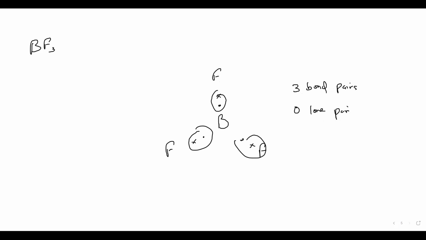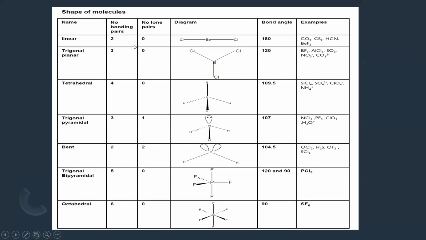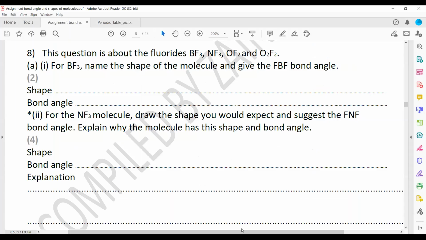So how do we predict the structure? This is a table which you have to learn: if there are 3 bond pairs and no lone pair, then it will be trigonal planar with a bond angle of 120 degrees. So we should write here that it will be trigonal planar, and the bond angle should be 120 degrees.